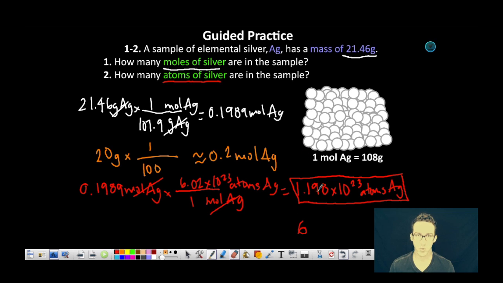Estimation skills will be huge, and you're encouraged to just use 6 for Avogadro's number. Of course, be careful with those exponents, making sure that you've got the same magnitude when you're doing those estimations. On to problem number 3.